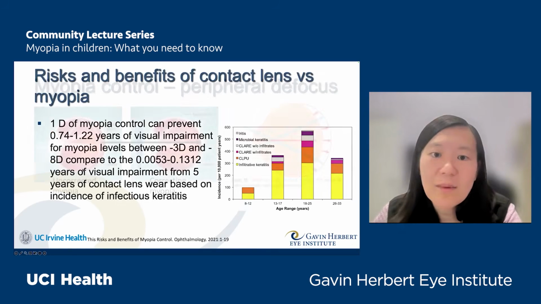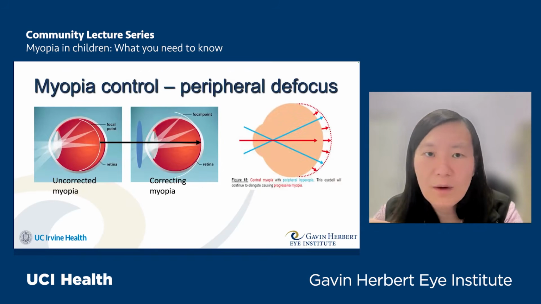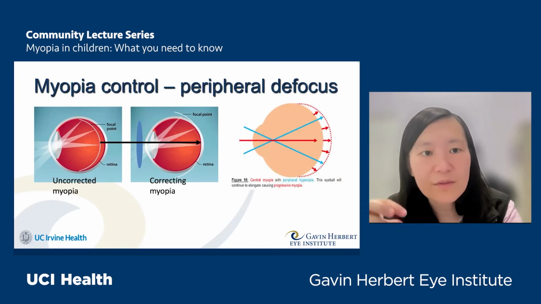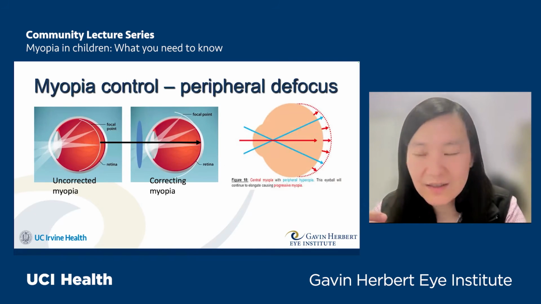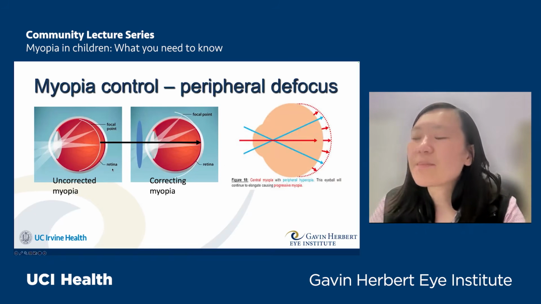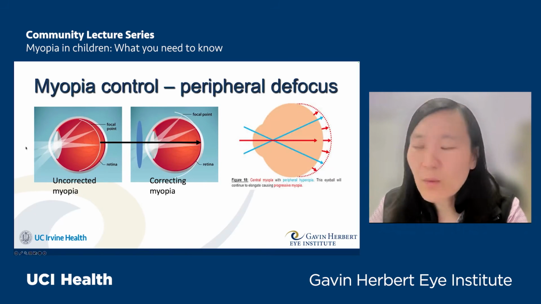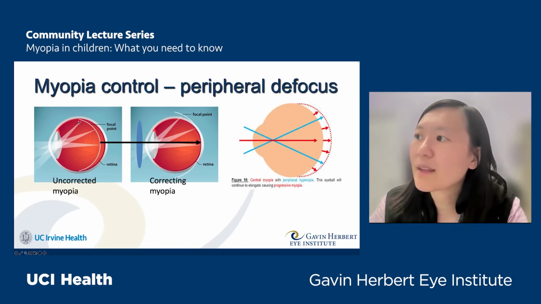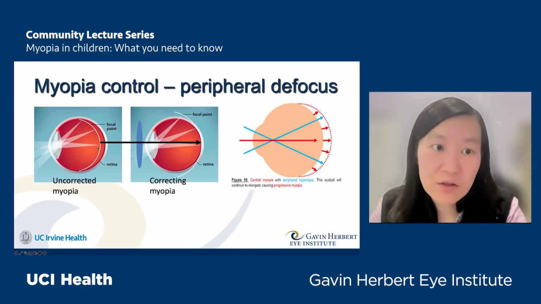So now let's talk about peripheral defocus lenses. This is the mice that I was telling you about before. And before we talk about those, I do need to sort of go into this idea of peripheral defocus. It's not the easiest concept to understand, but I hope I can do it justice. So I mentioned earlier, what is myopia? Well, myopia means that when the light comes in, it doesn't hit the back of the retina. It gets focused anterior, in front of the retina. And that's why the kids are blurry.